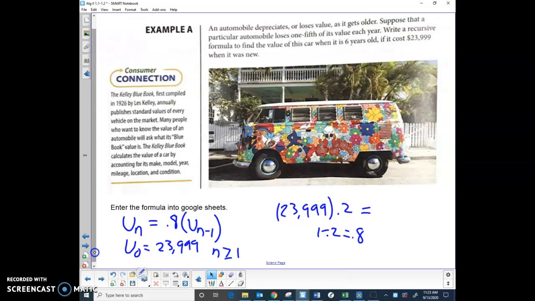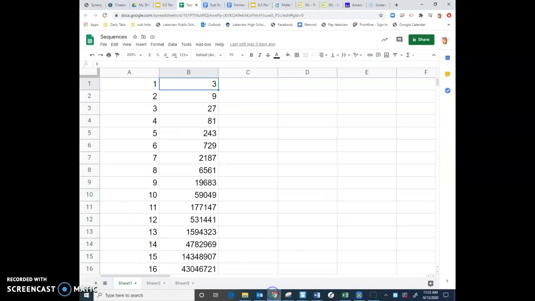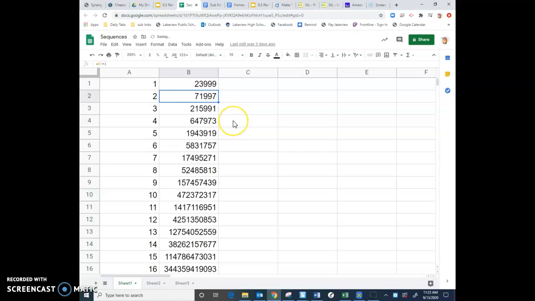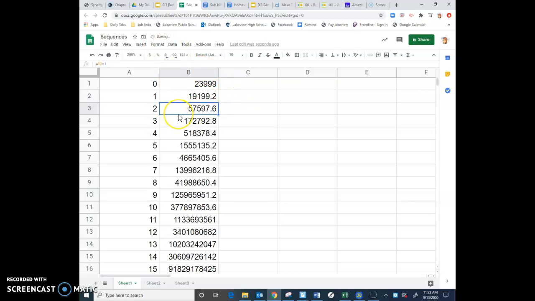This is where our Google Sheets come in handy. In box 1, I'm going to put $23,999. That's our starting value. I'm using the same sheet that I used the other day. I'm going to start at year 0, but my formula this time is going to be box B1 times 0.8. So it's going to change all those values. We're looking at year 6.